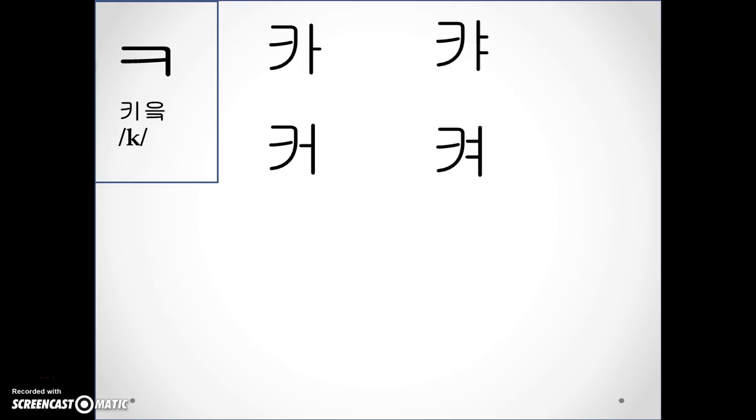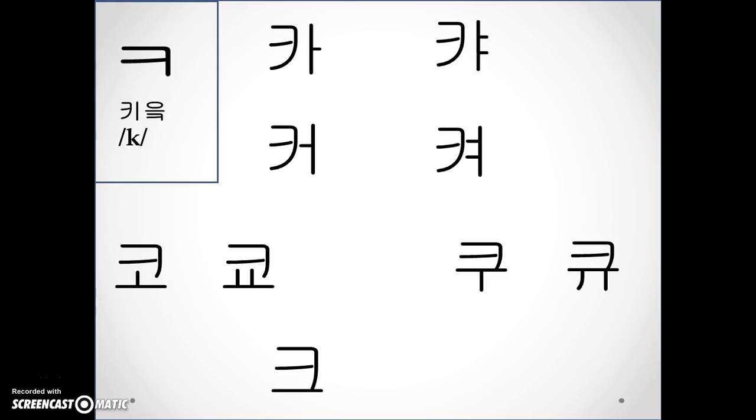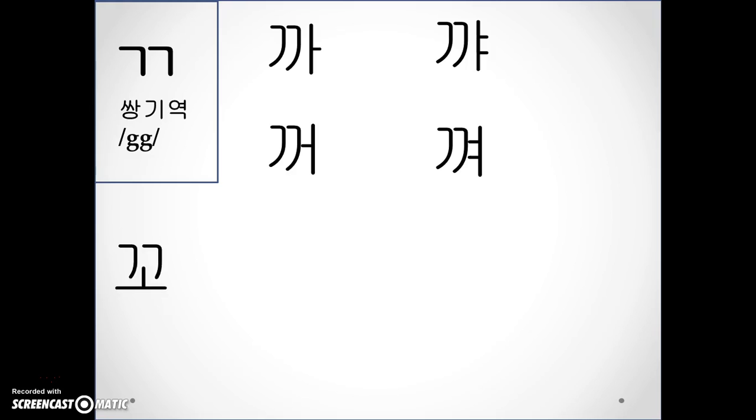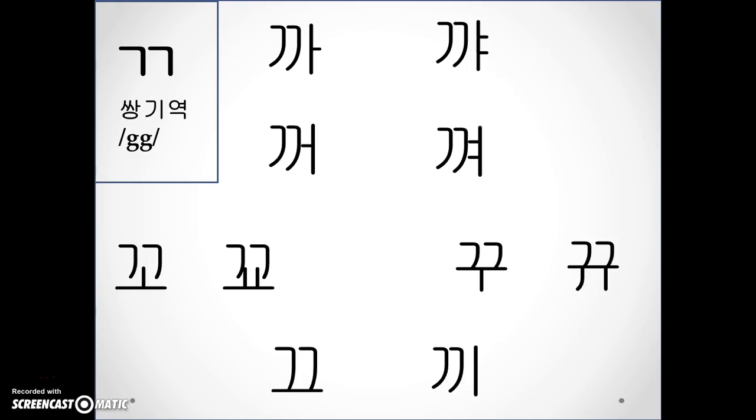Alright, so I'm just gonna go back to the way we were combining with the basic vowels and show you how 키읔 is supposed to sound. Right, so ka, kya, keo, kyeo, ko, kyo, ku, kyu, keu, ki. Again, this is the representative of the K sounds in English. Now, 쌍기역 will sound a little bit funny. Ga, gya, geo, gyeo, go, gyo, gu, gyu, geu, gi. You have to take it slowly.